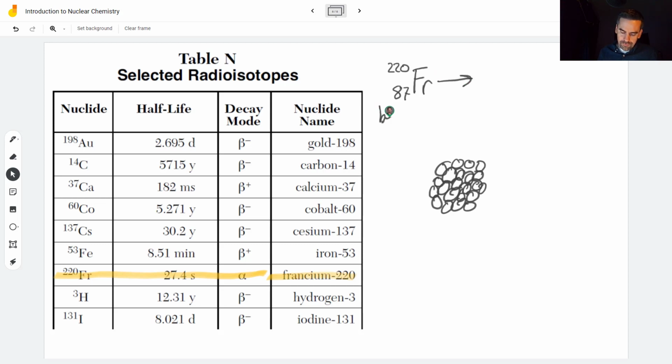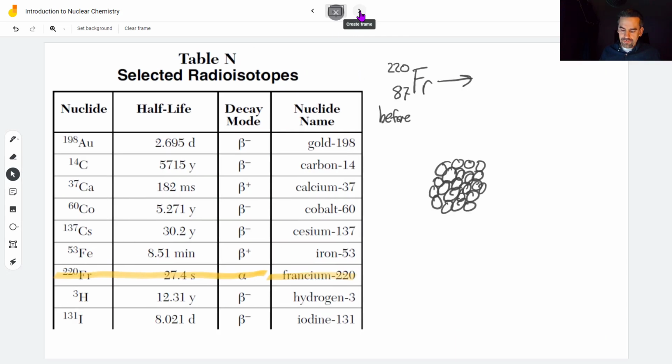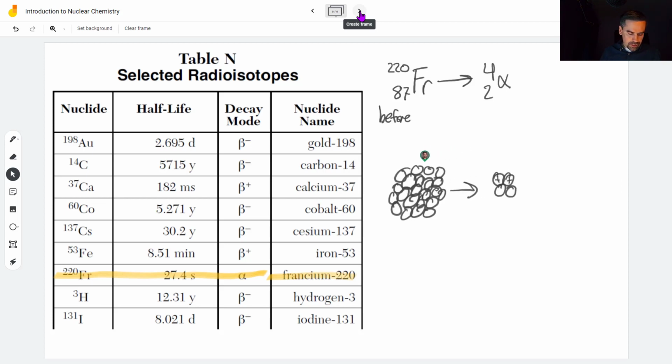So this is the before. Afterward, it's going to have an alpha particle, and we know that because of this decay mode, alpha particle. Let's go to our chart and see what the symbol is for an alpha particle. It looks like this, 4, 2. So we're going to write that, because that's what's going to come out of the francium, 4, 2. Afterward, two of them are going to be positive. They're the protons. And there will be some things left over, because obviously you can't have items disappear.